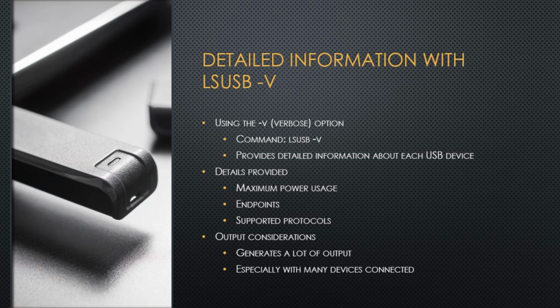To get more detailed information about each USB device, use the -v for verbose option, lsusb -v. This option provides details about each USB device, such as the maximum power usage, endpoints, and supported protocols. Please note that this command can generate a lot of output, especially if there are many devices connected.